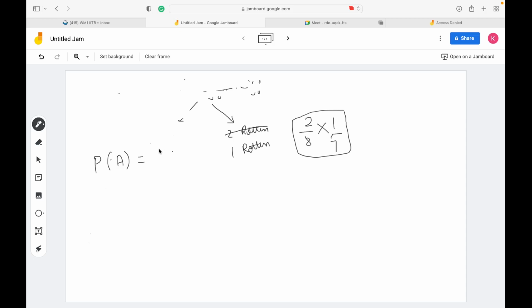PA is the probability that the first egg is rotten. PB is the probability that the second egg should be rotten. At the second event, the number of rotten eggs was 1 and the total number of eggs was 7. Now we want to find that both these events occur simultaneously, and both these events are independent of each other. That's why we multiplied them, like PA into PB.